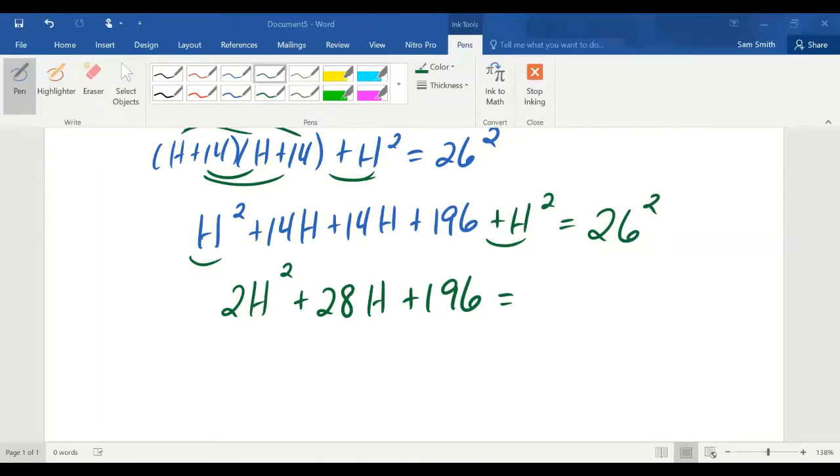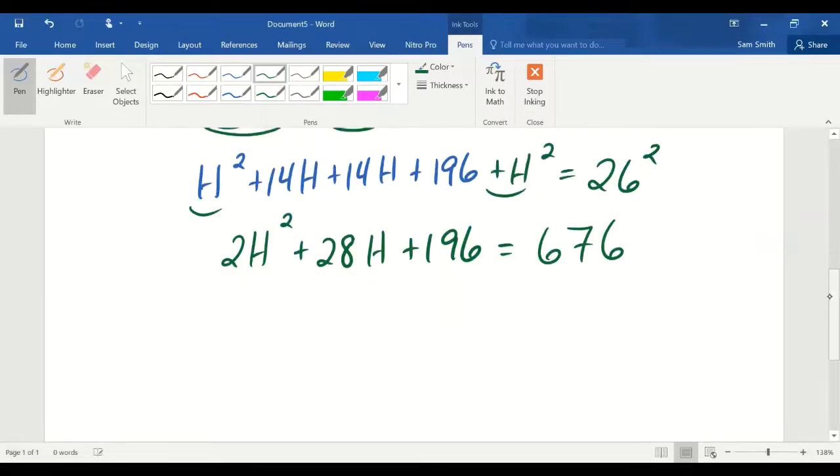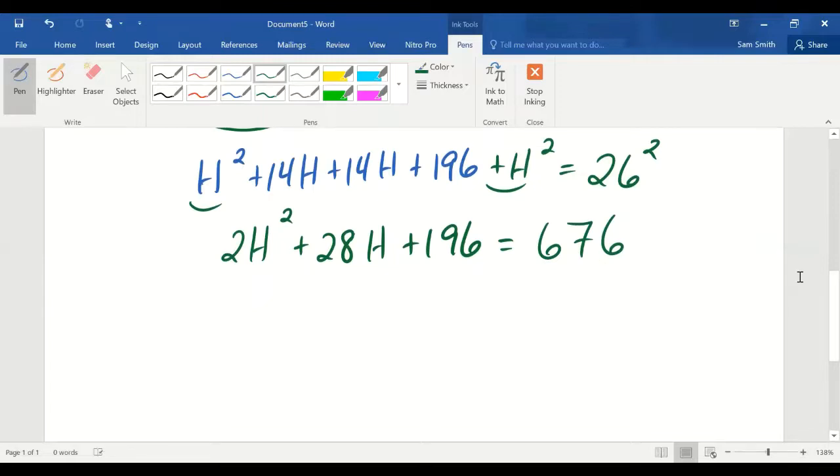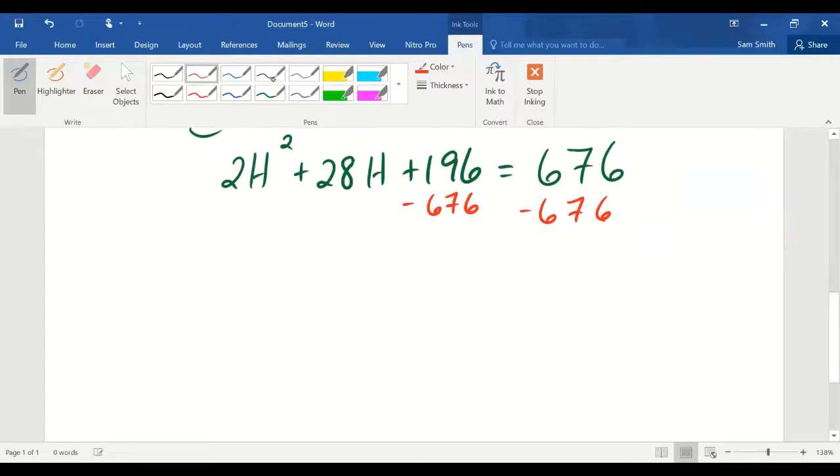Let me do some work here on the side and the calculator. 26 squared is 676. Now, once again, we have a quadratic equation. So my first instinct is to get a 0 on one side of the equation. And that leaves me with 2h squared plus 28h, and then once again, I'm going to go over on the side here and do this subtraction. This works out to be negative 480.